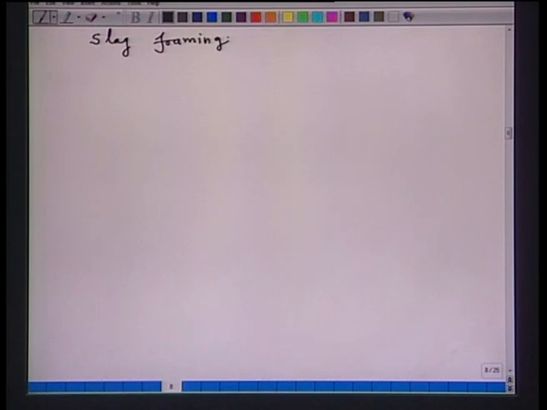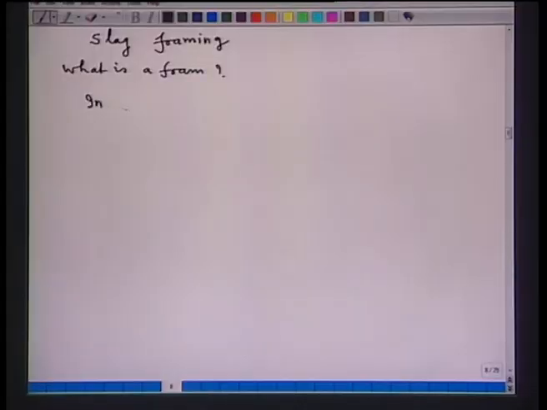Now, the next thing I will come to, an important property, is slag foaming. Now, what is a foam? Foam, in fact, is a dispersion of gas bubbles in liquid. A liquid is said to be foaming when gases cannot escape through the liquid and, as a result, the height of the liquid increases. Now, given this definition, in steel making, slag foaming occurs due to the following reaction.